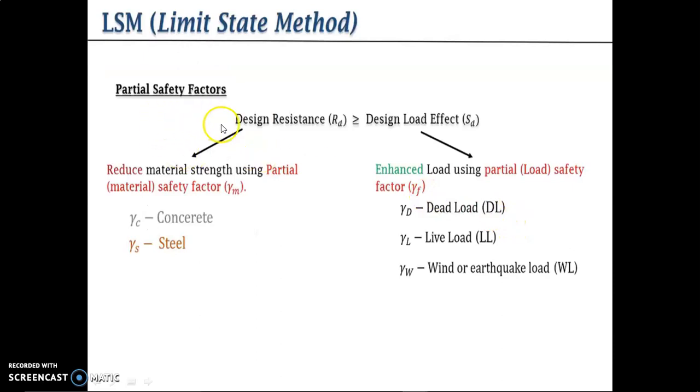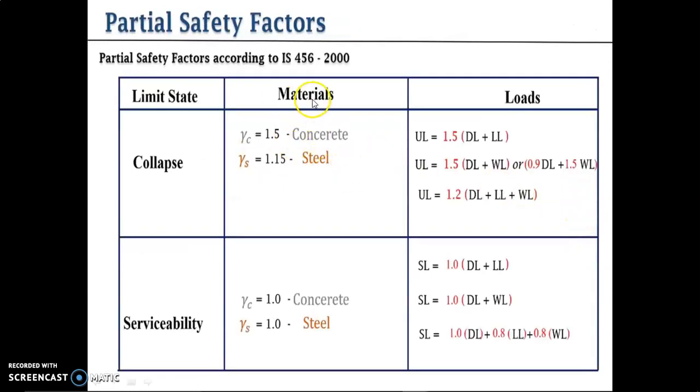Partial safety factor depends on two things. First is reduced material strength using a partial safety factor, and second is enhanced load using a partial safety factor. So for that we have one table for reducing the material strength or enhancing the load using partial safety factors. This is the table for limit state of collapse, in which we consider bending, compression, etc.